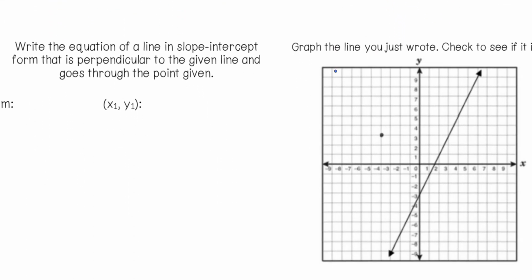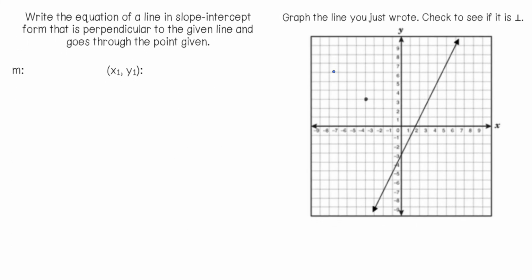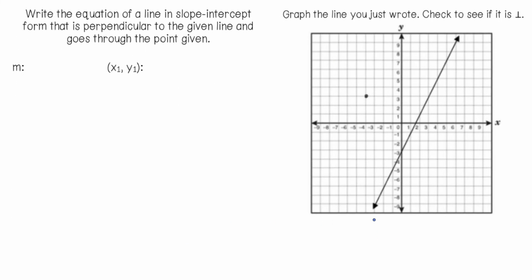And lastly, we're asked to write an equation of a line in slope-intercept form that is perpendicular to that given line and goes through the point. So we are still starting with the same equation, y equals 2x minus 3. We still have that point, negative 4, 3, that we want to go through. But this time we want a line that is perpendicular.